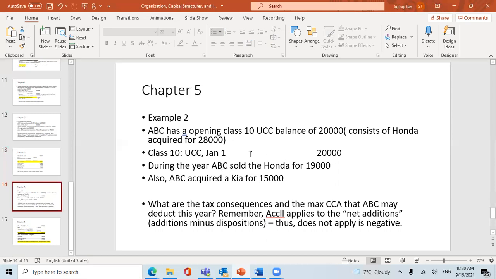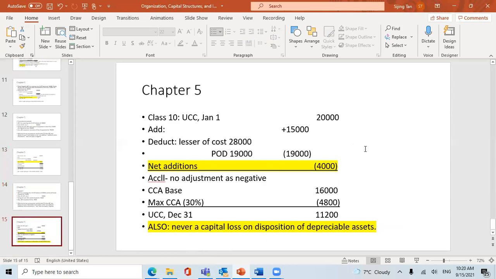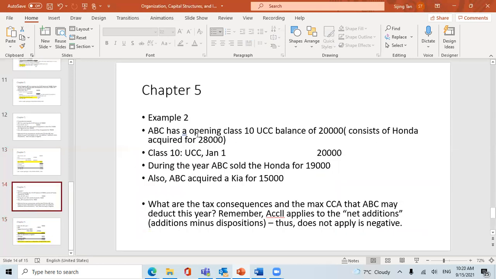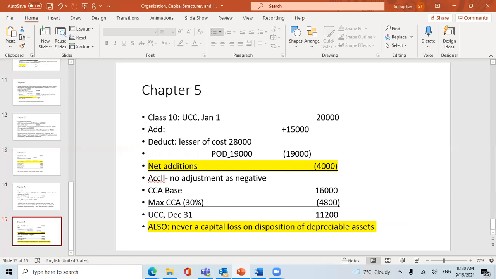So it means that under Class 10, we have Honda and Kia, and we sold the Honda and acquired the Kia. Now, start Class 10 UCC January 1st, we start with $20,000 from our question, right? And then we add the Kia, $15,000. Now we have our disposition. We deduct the lesser of cost, $28,000, that's what we acquired as original cost for the Honda, or what we sold for, $19,000. Compare those two, $19,000 is less. So we use $19,000 as our deduction.